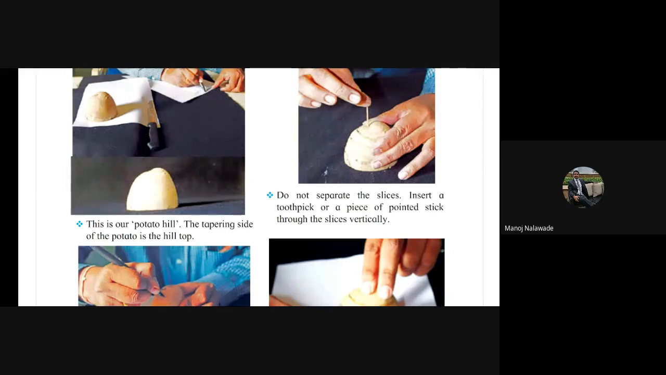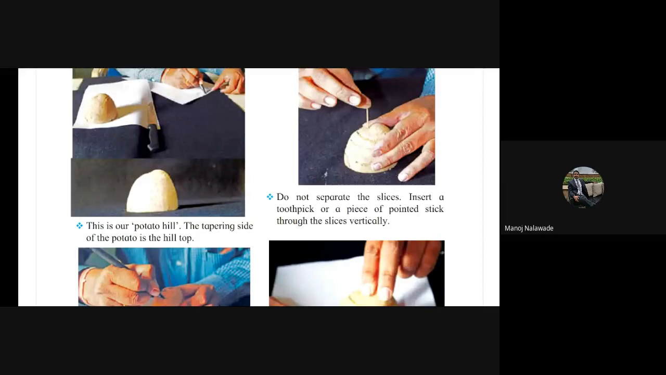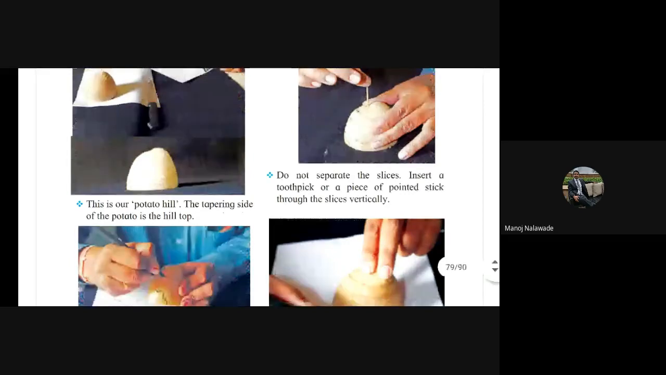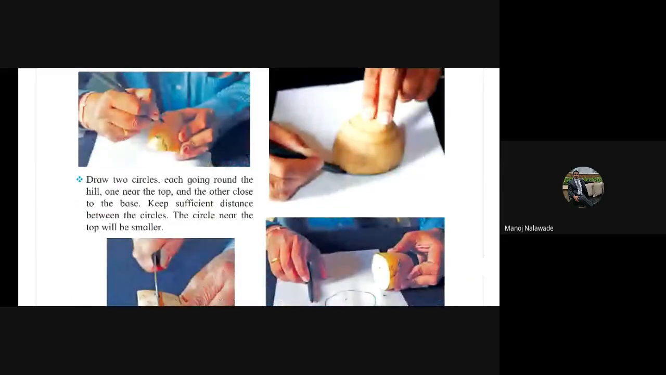Insert a toothpick or a piece of pointed stick through the slices vertically. That means take a stick, like the toothpick we get at hotels and also in our houses. So you have to insert it throughout, vertically, so that the slices will not get separated from each other. Now look what he is doing here.